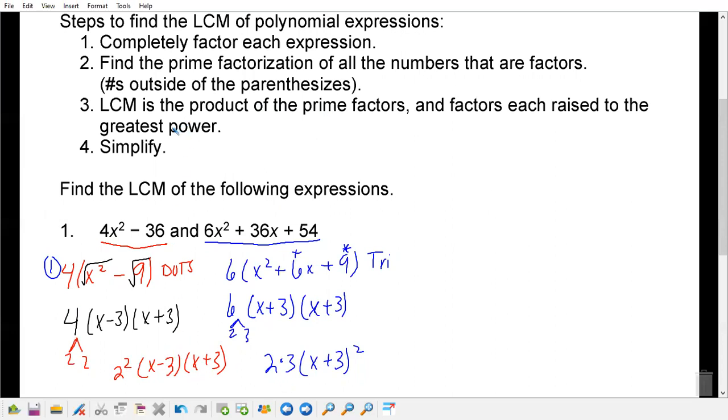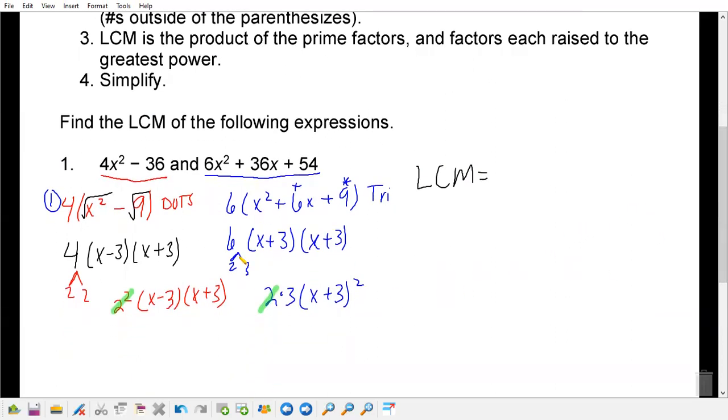All right. So now to find our LCM. So the LCM is the product of the prime factors and factors each raised to the greatest power. So what that means is that I have a 2 as a factor here, and I have a 2 as a factor here. I want the one with the highest power. So 2 squared is what is going to make up my LCM. Now I'm going to look at the next factor I have. I have 3. Well, there's only one 3. 3 to the 1 power is the only one I have. So 2 squared times 3 to the 1 power.